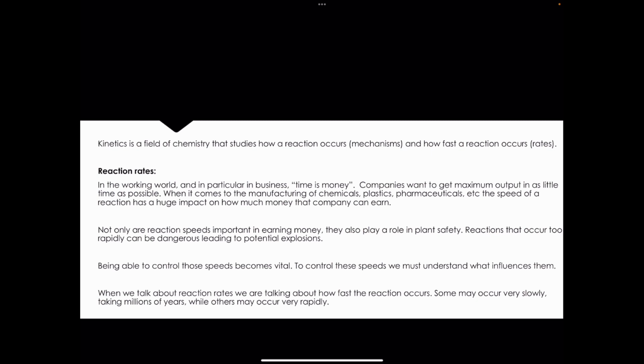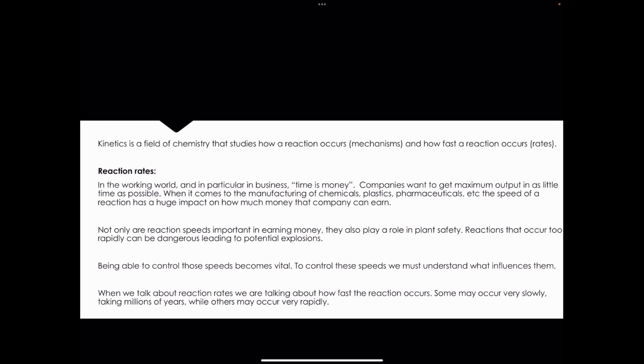When we talk about reaction rates, in the working world, and in particularly in business, time is money. Companies want to get the maximum output in as little time as possible. When it comes to the manufacturing of chemicals, plastics, pharmaceuticals, etc., the speed of a reaction has a huge impact on how much money that company can earn.